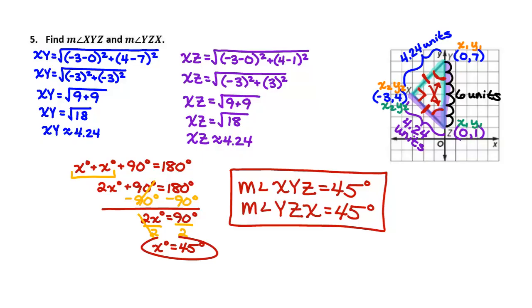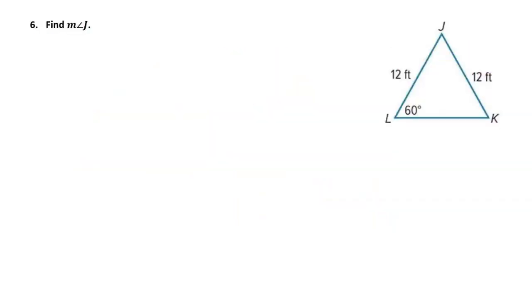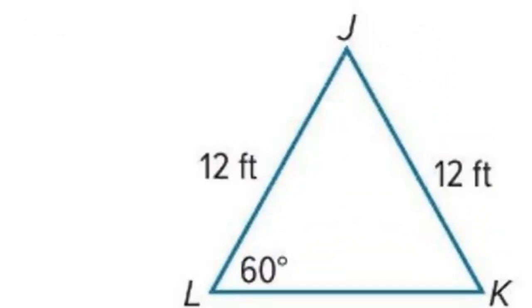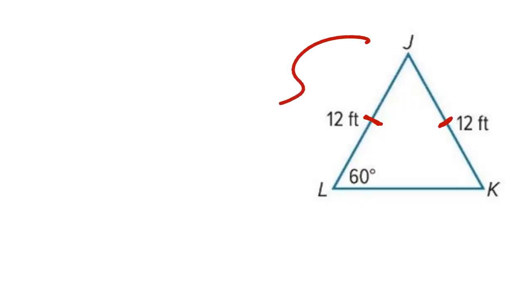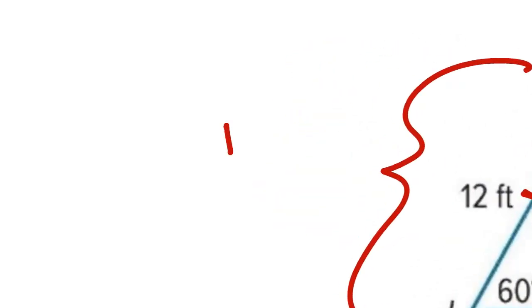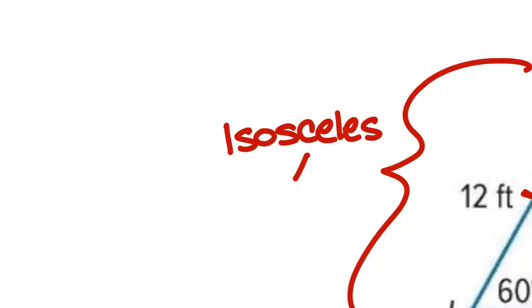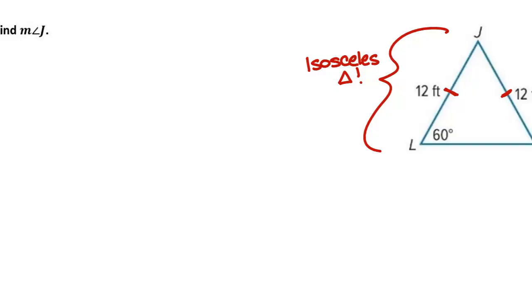Let's look down at number 6, because number 6 feels a little bit easier to me. Because when I look at it, I know this has to be what kind of triangle? Isosceles. This has to be isosceles. How do we know? 12 feet and 12 feet. These two sides are congruent. So this is an isosceles triangle. Well, if that's an isosceles triangle, that means that two of the angles, the base angles, are congruent.